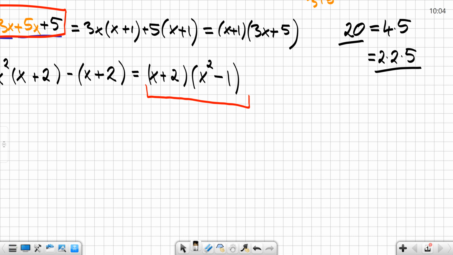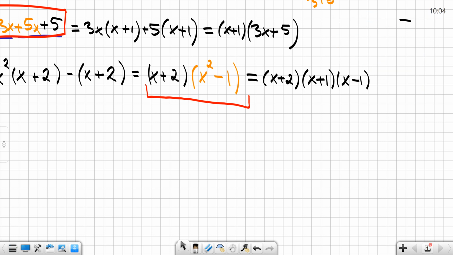And the same thing works here for the last example. You have probably seen it already. This second factor right here is the difference of two squares. The first factor cannot be broken down any further, but x squared minus 1 is the same thing as x plus 1 times x minus 1. And then I have completely factored.